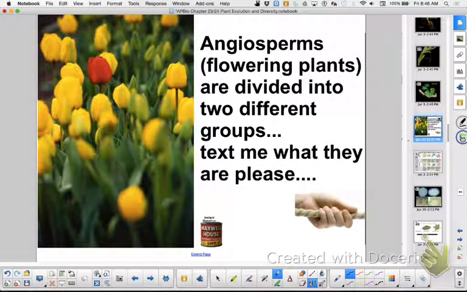So look at here. Angiosperms are flowering plants. They are divided into two groups. You don't have to text me what they are, please. Okay. I owe you something though. Go up to standard tissue, organs of flowering plants. Vegetative organs, you have root, stem, leaf, perform functions that allow a plant to live and grow. Flowers and fruit are reproductive organs.